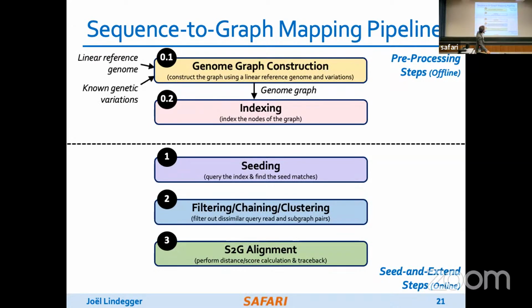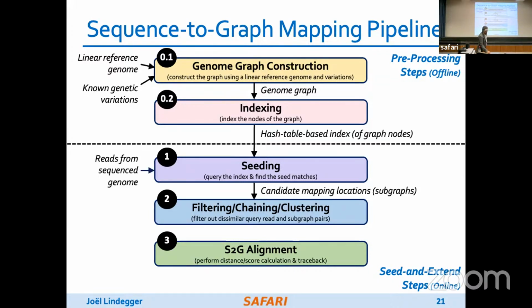So seeding, filtering, chaining, clustering, and sequence alignment. So, okay, I already showed this. This is the offline step. Now during runtime, so here's where you get your runtime. Here's where you get your reads during runtime. You send them to the seeding step. And what the seeding step does is essentially using the index to find candidate locations. I think Nika showed this to some extent. This still looks fairly similar to the sequence-to-sequence mapping use case.